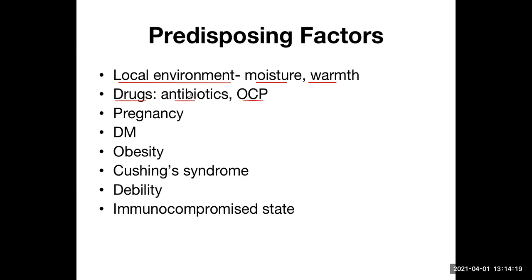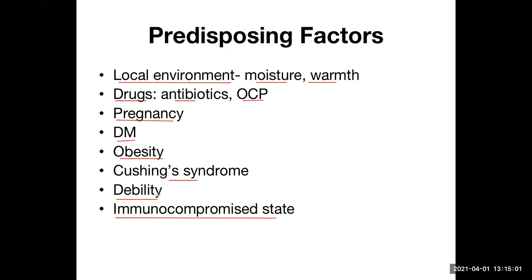Especially if we use unnecessary antibiotics for a longer time, then as I already told you, the balance between the harmful bacteria and harmless bacteria or microorganism will be altered, and that can simply lead to overgrowth of those organisms there. Pregnancy, diabetes, obesity, Cushing syndrome, debilitated condition, means somebody is very sick and in the terminal phase of their illness, and immunocompromised state. All of these can be predisposing factors for superficial candidiasis as well as disseminated candidiasis.